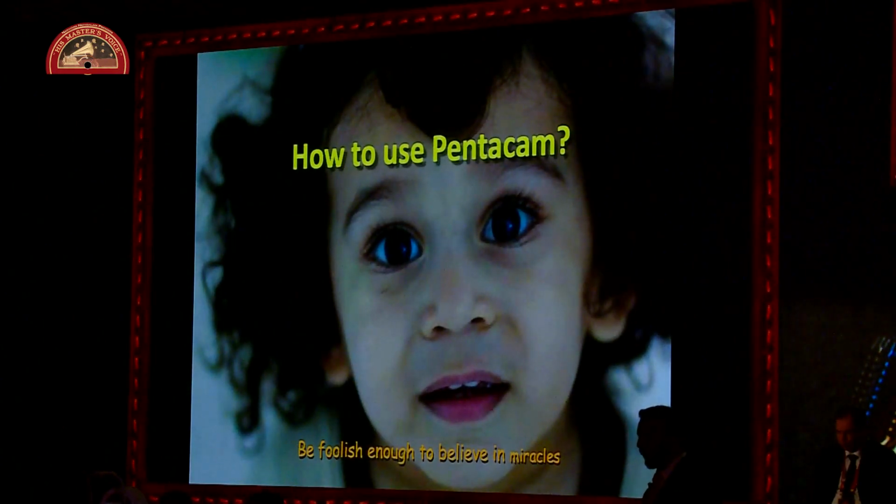Now, when we have Pentacam, as Dr. Narayan was saying, we have the machine, but how do we capture the scan? There are certain nitty-gritties of capturing a Pentacam scan. Sneha, can you help us show somebody how to take a scan?